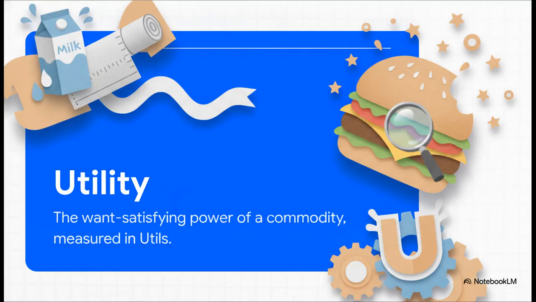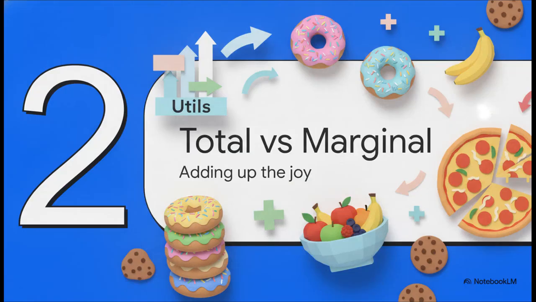And that brings us to our first major definition. Utility is simply the want-satisfying power of a commodity. Now think about it. If you go to the store, you measure milk in liters, you measure cloth in meters, but how do you measure satisfaction? Economists invented a specific unit for this, called utils. It sounds a bit funny, but it works. So instead of saying, wow, I loved that burger, you might mathematically say, that burger gave me 500 utils of satisfaction.